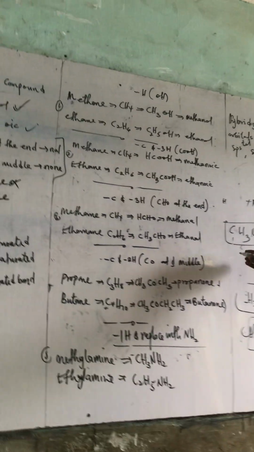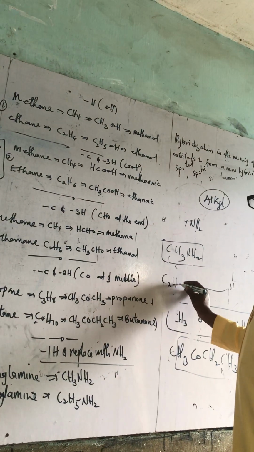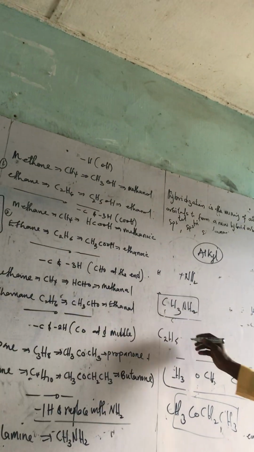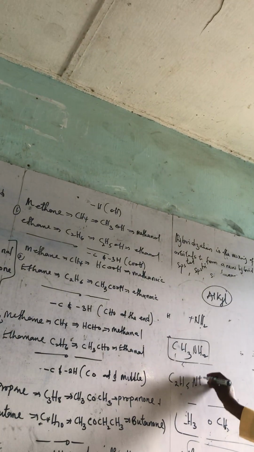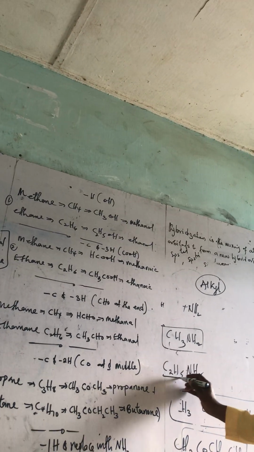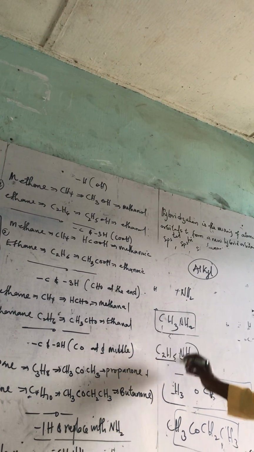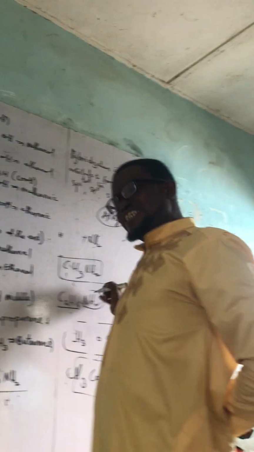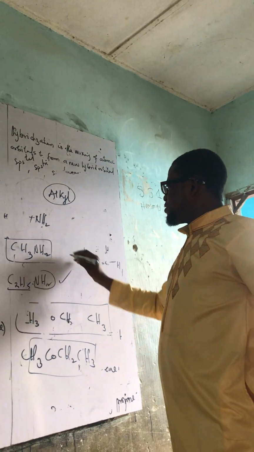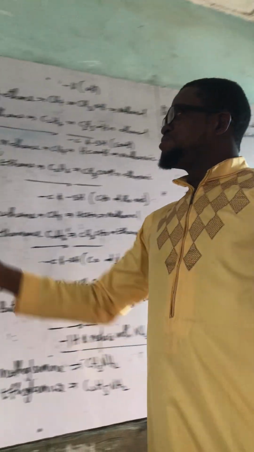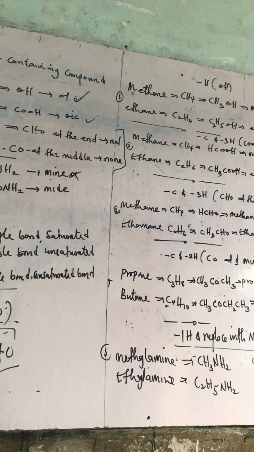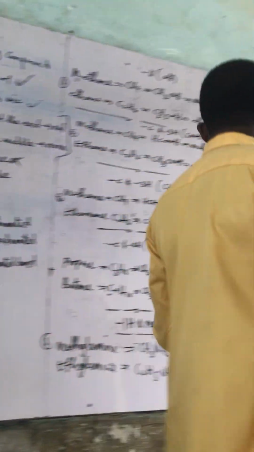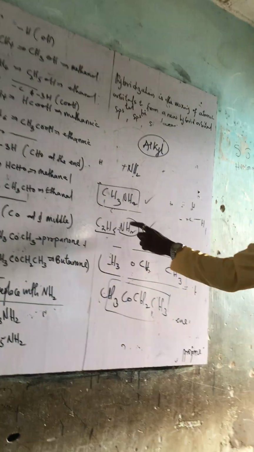Another alkyl group is C2H5. Now plus this functional group, which is NH2. So this is ethyl, this is amine. So I can call this one ethylamine. That is how you generate names for amines, and that is the bond between carbon and nitrogen.